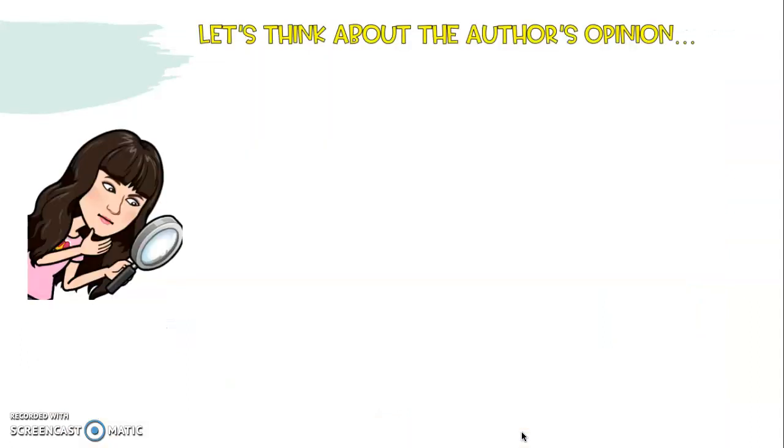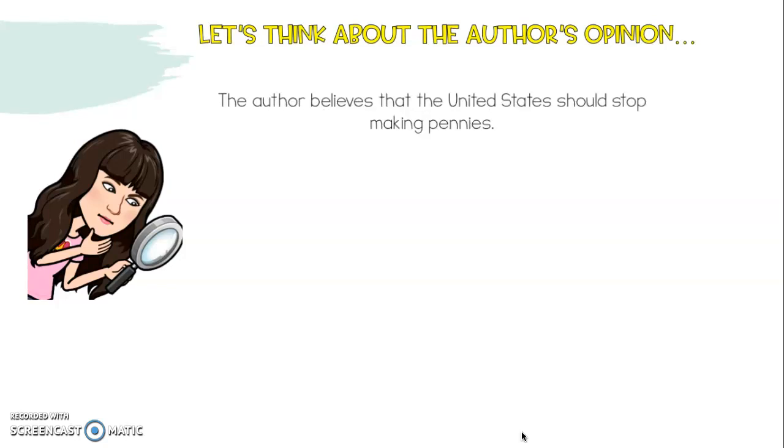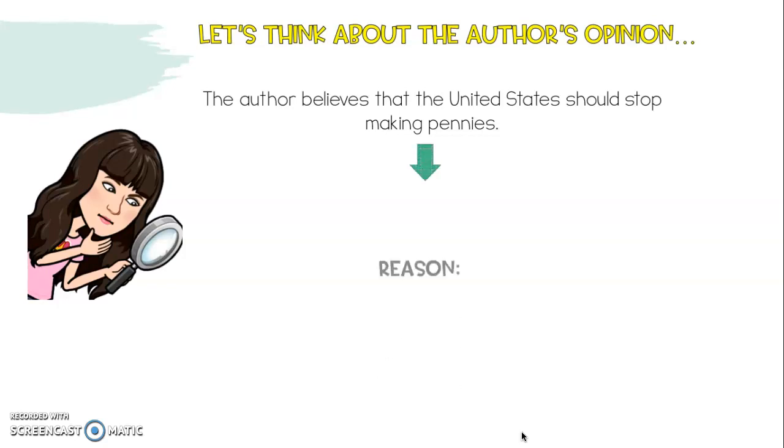Let's think about the author's opinion. After reading this text and focusing on the facts and opinions given to us by the author, I think that the author believes that the United States should stop making pennies. But remember that when an author gives us their opinion, they also provide us with facts or reasons to support that opinion. So as I was reading the text, I was able to find different reasons as to why the author believes that the United States should stop making pennies.